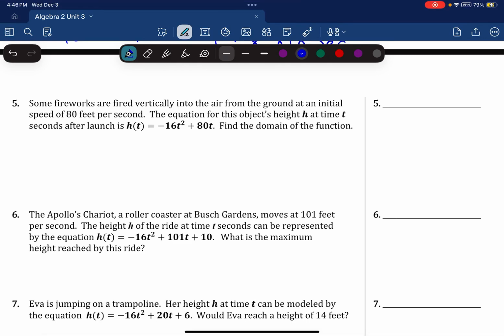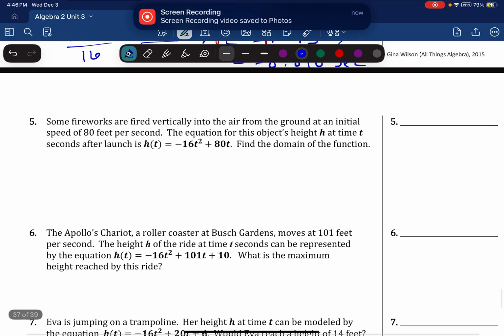Okay, we're back with Unit 3, Lesson 10, Projectile Motion. You should have watched video 1 already. Now this is video 2. We're starting with example 5.